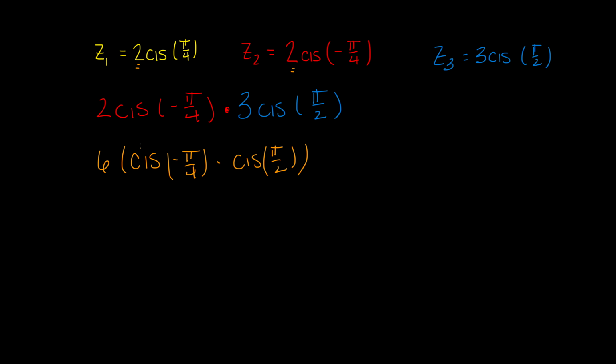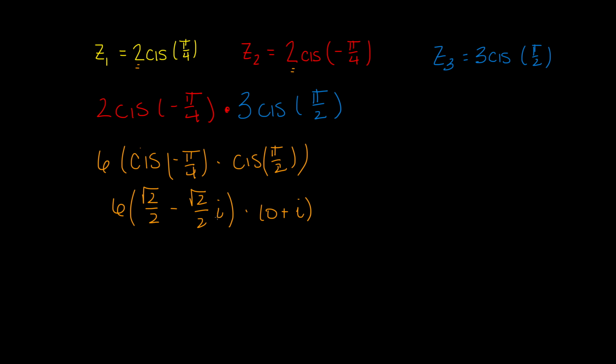So thinking of cosine negative pi over 4, it is going to be root 2 over 2. We already talked about this. Minus root 2 over 2 i, because sine of negative pi over 4 is in the 4th quadrant and sine is negative. This one we're looking at cosine of pi over 2. That's going to be 0. Then sine of pi over 2 is 1, so 0 plus i.